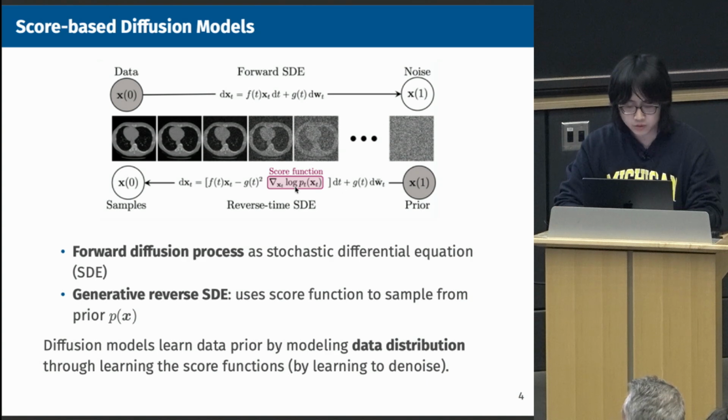To perform this reverse process, you need access to the score function. In practice, people usually use deep networks to approximate this score function, and it can be learned by just doing denoising. So that is the basics of the diffusion model.